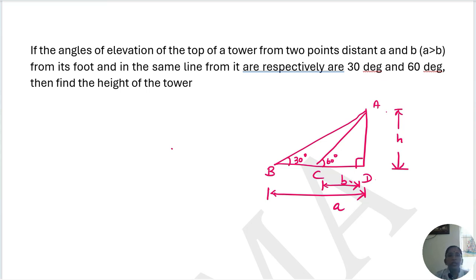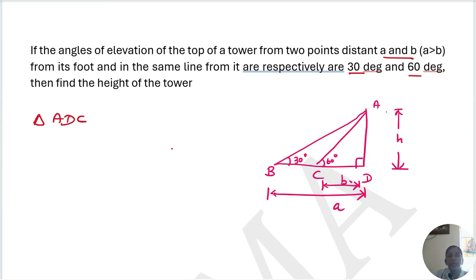If the angle of elevation of the top of a tower from two different points A and B, where A is greater than B from its foot in the same direction from it, are respectively 30 degrees and 60 degrees, then find the height of the tower. So AD is the height of the tower here. Here we have two triangles ADC and ADB. So first take your triangle ADC.